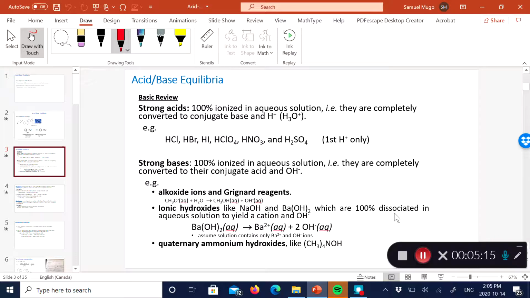Other examples of strong bases would be what you call Grignard reagents. Some of you who are in organic chemistry know about that. So if you've got something like alkoxide ions and Grignard reagents, you're going to find that they are strong bases, meaning they hydrolyze completely. Other examples of strong bases would be quaternary ammonium hydroxides, structures that look like that.